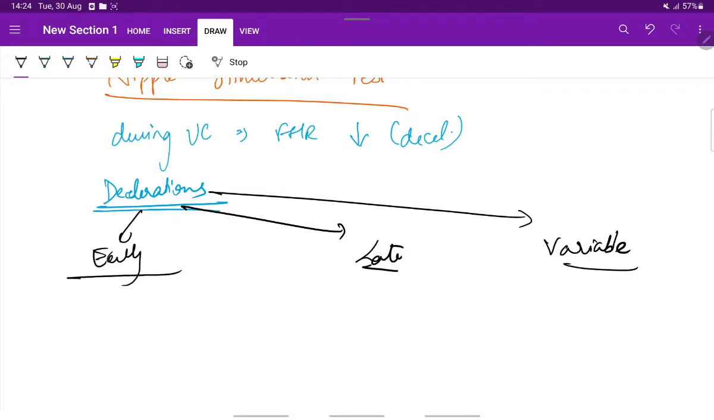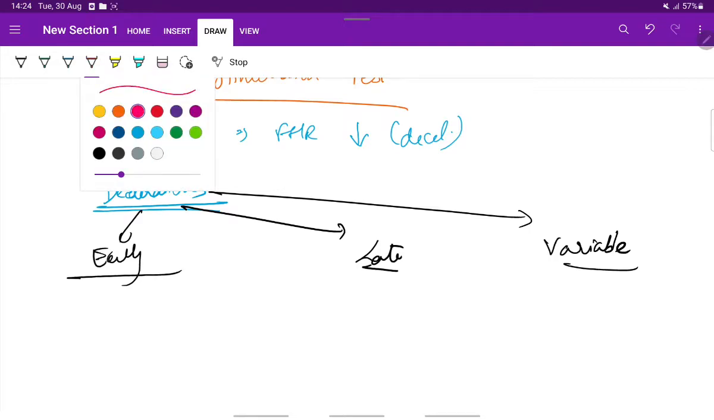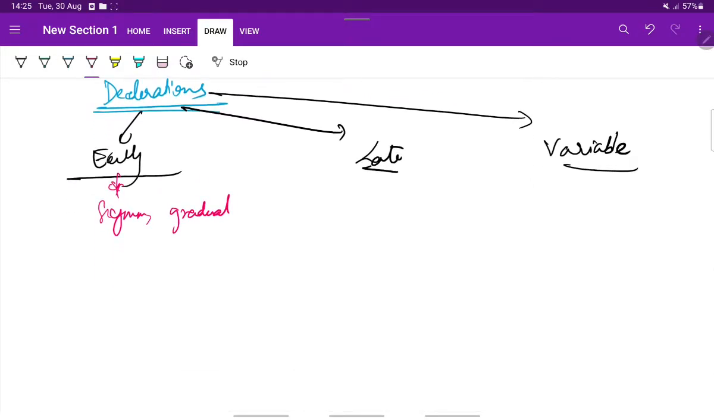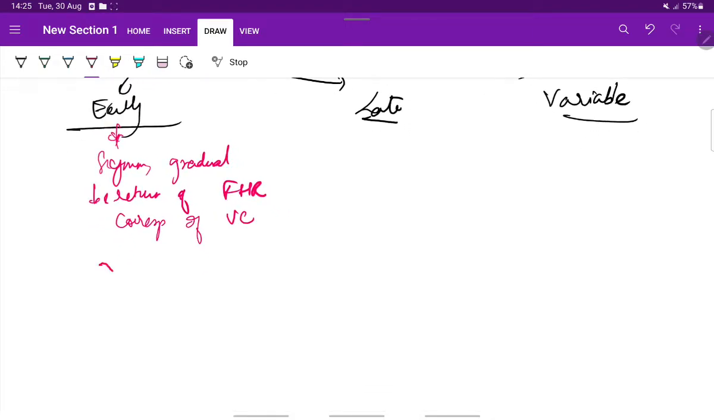Early deceleration is usually symmetrical, gradual. There is symmetrical and gradual decrease and return of fetal heart rate corresponding to uterine contraction. So, here the nadir of deceleration occurs at the same time as the peak of the uterine contraction.